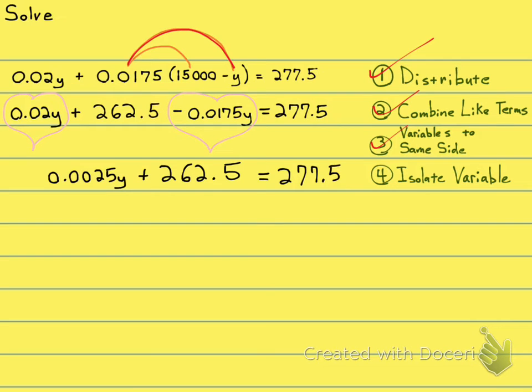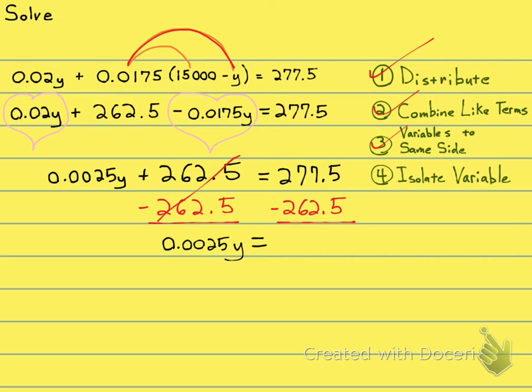So to get rid of a positive 262.5, I am going to subtract 262.5 to make that cancel out and turn into a 0. If I subtract that number on the left-hand side of the equal sign, I have to do the same thing to the right-hand side of the equal sign, minus 262.5. All right, drop down my equals. Now I have 0.0025y. This is going to turn into 0, right? 262.5 minus 262.5 is 0. So all I have on the left is 0.0025y.